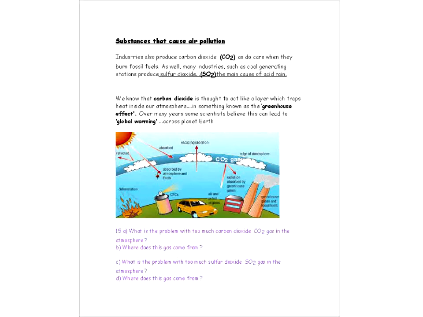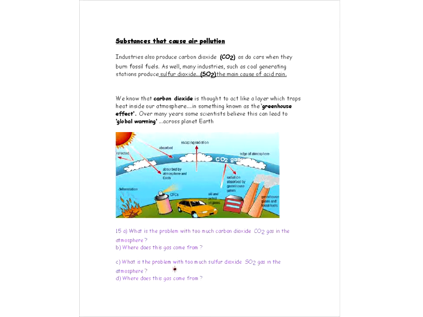Okay, so we've got some questions based on this. What is the problem with too much carbon dioxide gas in the atmosphere? We know it traps in heat. This is the greenhouse effect. Over time, this leads to global warming, or could. Where does this gas come from? Again, carbon dioxide primarily comes from burning fossil fuels, like gas.